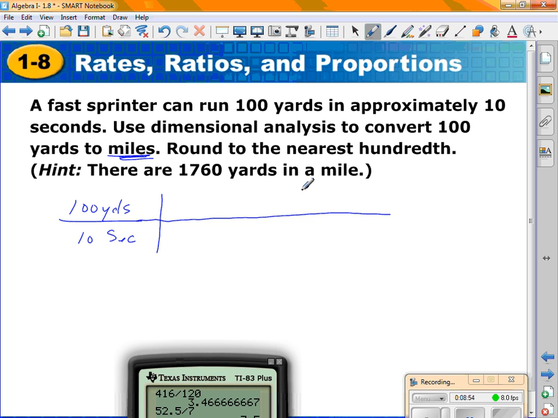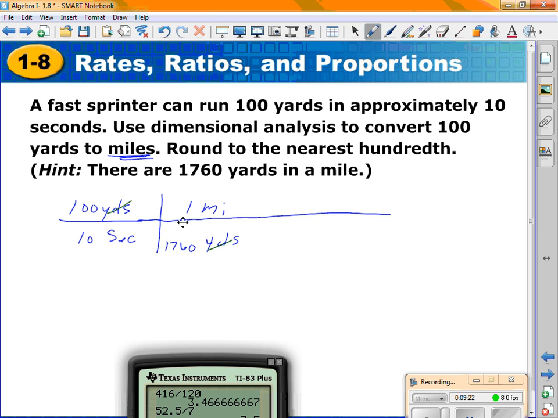And in the hint, it says there are 1,760 yards in 1 mile. So here's yards. I'm going to put yards down here. And I'll put 1760. This means 1 mile up here. Because what's going to happen is the yards will cancel out. And really, I'm going to change this problem a little bit.